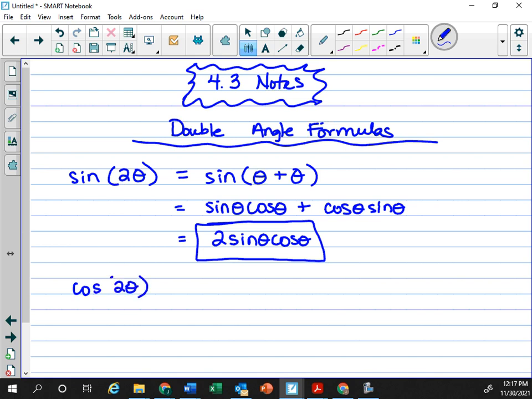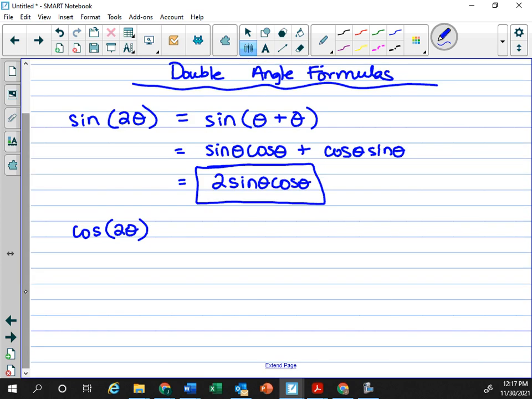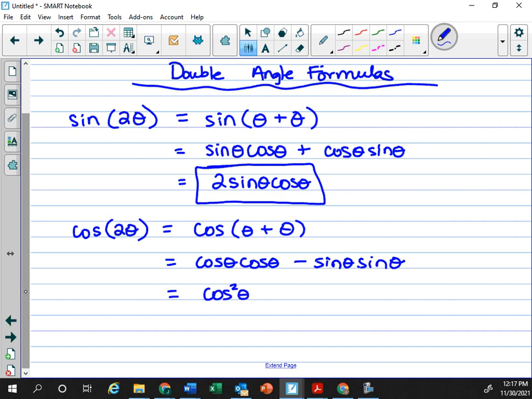Okay, now we're going to do the same thing for cosine. So cosine of theta plus theta. What is that going to expand into? Okay, yeah, because you end up with cosine theta times cosine of theta minus sine of theta times sine of theta, which is cosine squared theta minus sine squared theta.